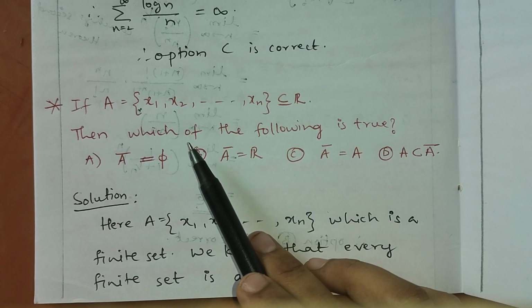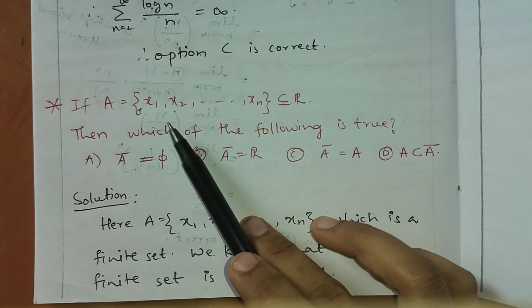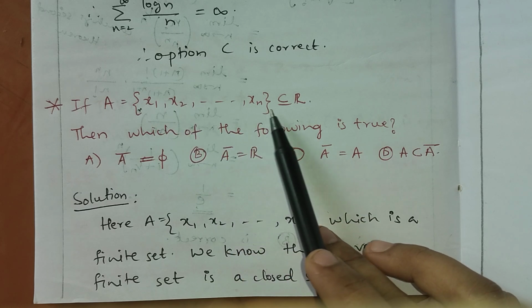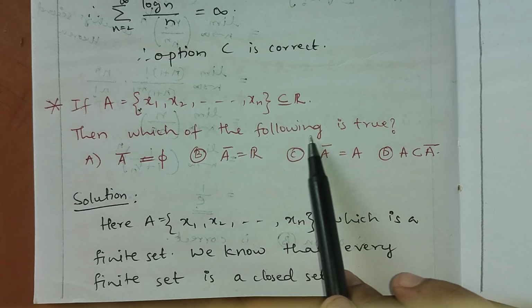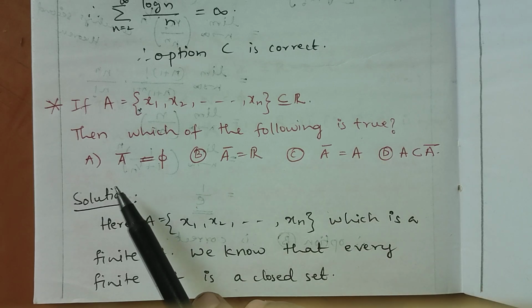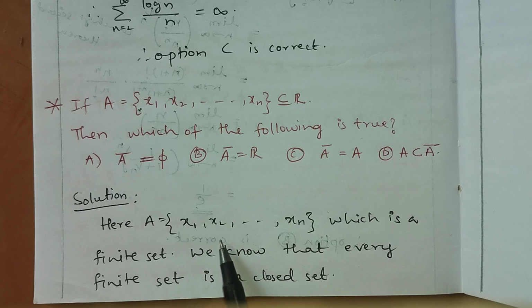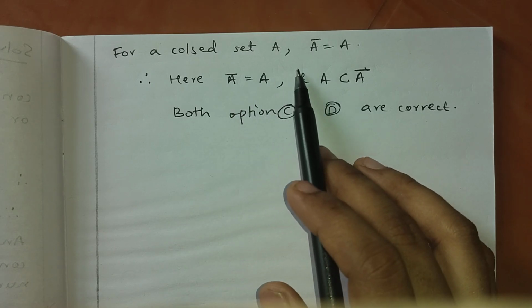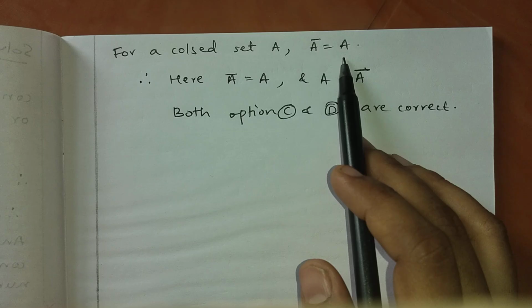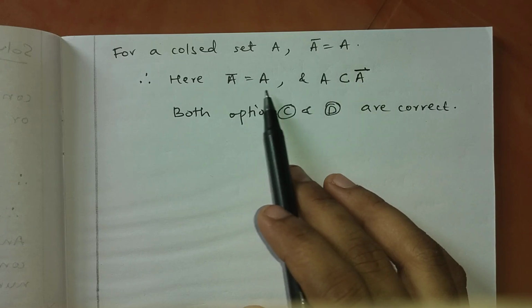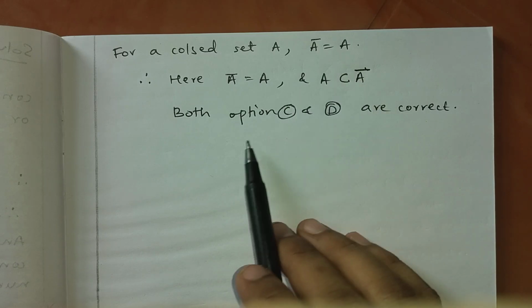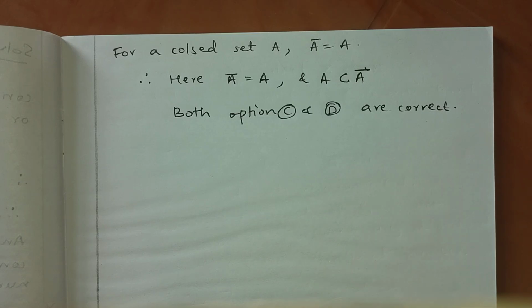Next question: if A equals the set containing x1, x2 and so on up to xn, which is a subset of R, then which of the following is true? We have to evaluate here the closure of A. Here A is a finite set. We know that every finite set is a closed set, and for a closed set A, the closure of A is equal to A. Therefore, here the closure of A equals A and A is contained in the closure of A. Both options C and D are correct.